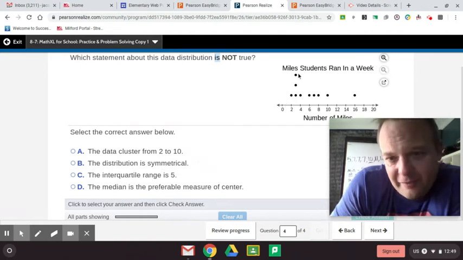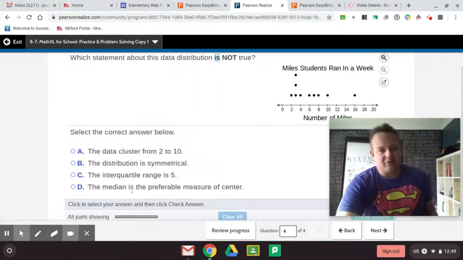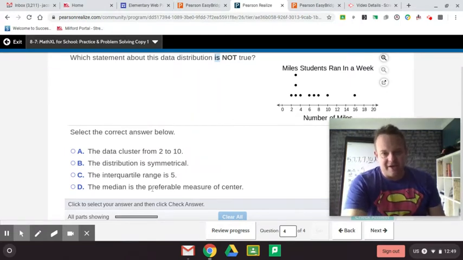Symmetrical means like if you fold it in half like a butterfly. That's what I mean by shape. I wish it showed that. The interquartile range is 5. Oh man, am I going to have to find the interquartile range? The median is the preferable measure of center. Wow. So it's not a symmetrical data shape because this would have to be more in the middle. So not B.